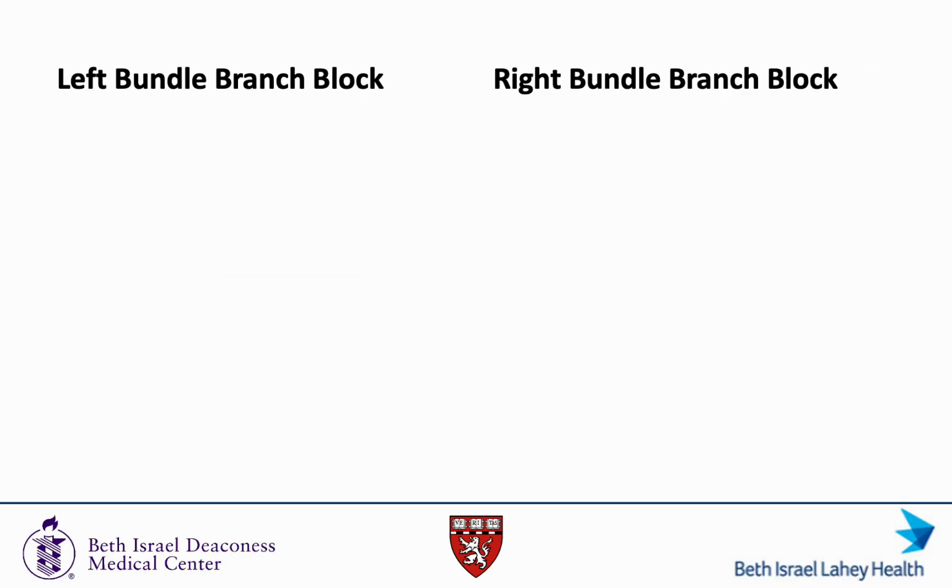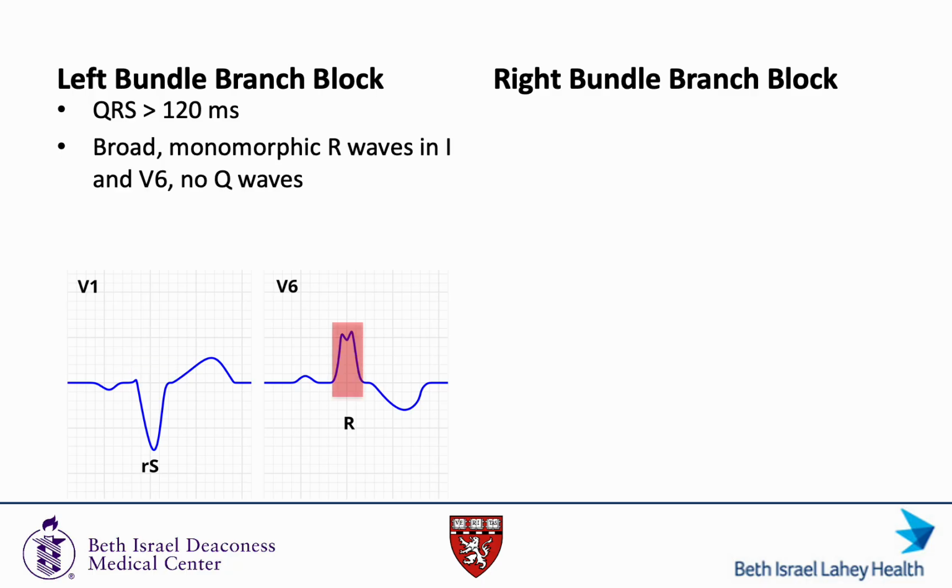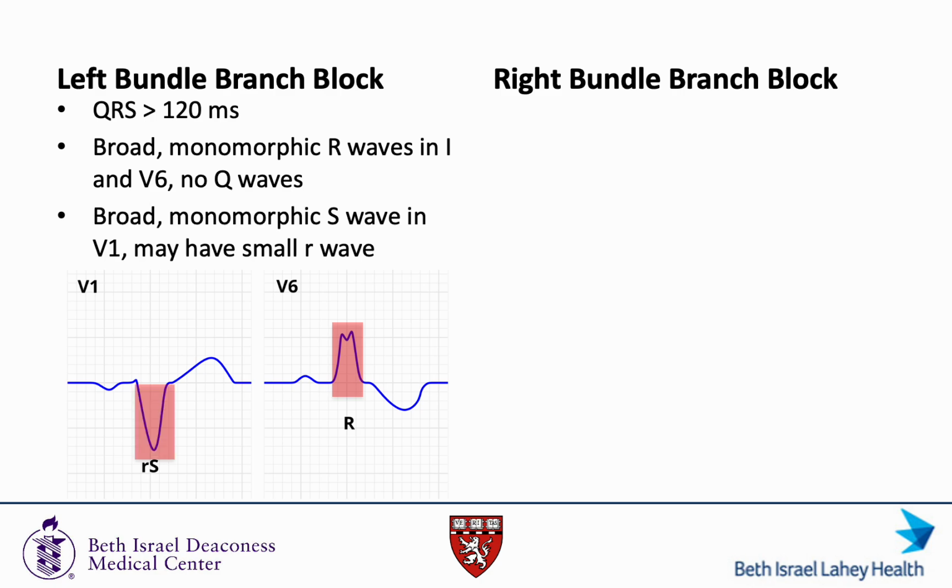Let's talk more specifically about the EKG criteria for bundle branch blocks. For both left and right bundle branch blocks, the QRS duration will be greater than 120 milliseconds. For left bundles, you'll see a broad monomorphic R wave in leads 1 and V6 without any Q waves. You also have a broad monomorphic S wave in lead V1. As Dr. Gavin mentioned, and as you can see here in V1, you might also see a small R wave.